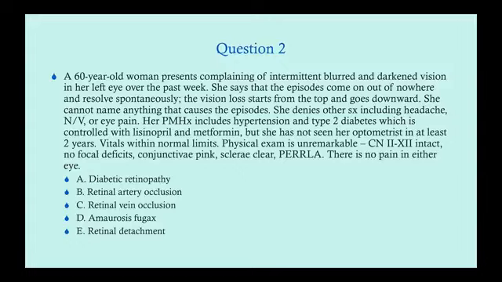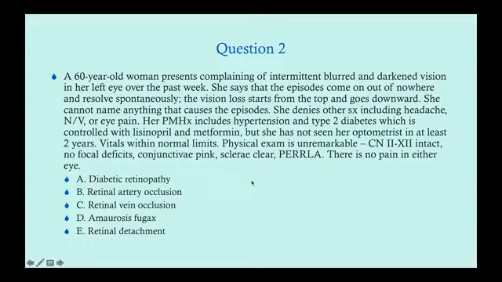Okay, question 2. We have a 60-year-old woman presenting complaining of intermittent blurred and darkened vision in her left eye over the past week. She says that the episodes come on out of nowhere and they resolve spontaneously. The vision loss always starts from the top and goes downward. She can't name anything that causes the episodes. She denies other symptoms, including headache, nausea, vomiting, or eye pain. Her past medical history includes hypertension and type 2 diabetes, which is controlled with lisinopril and metformin, but she has not seen her optometrist in at least 2 years.